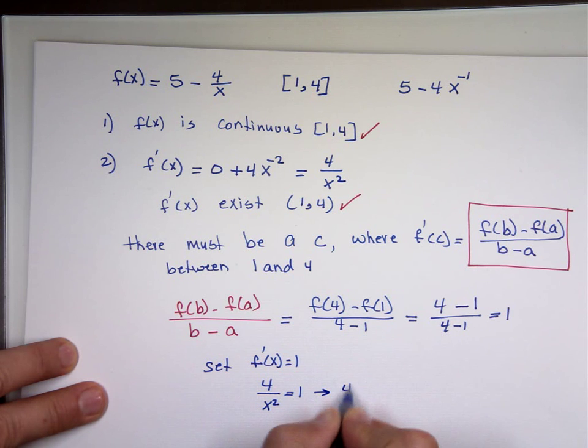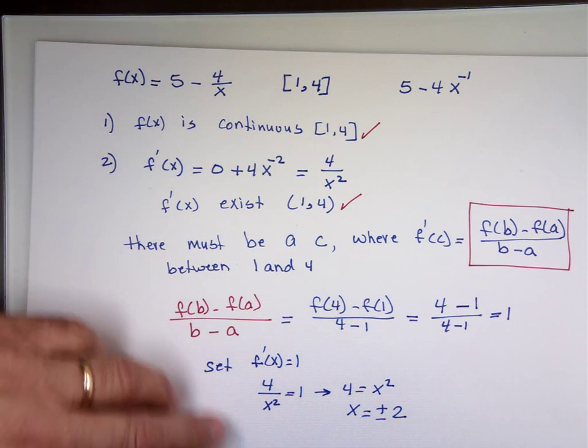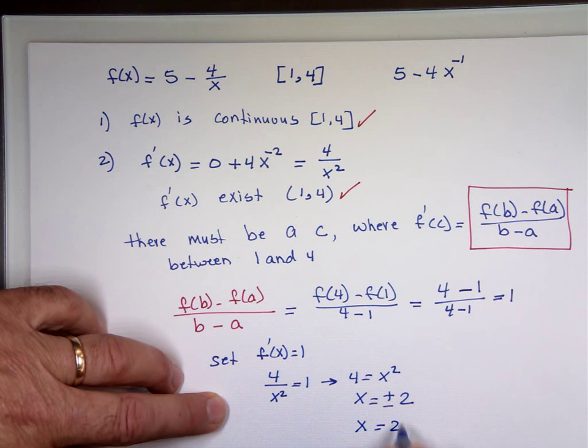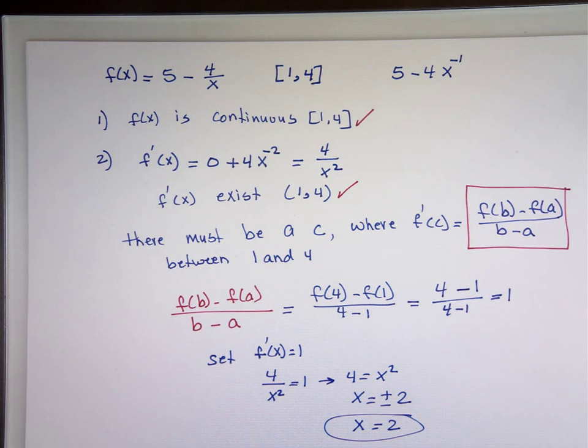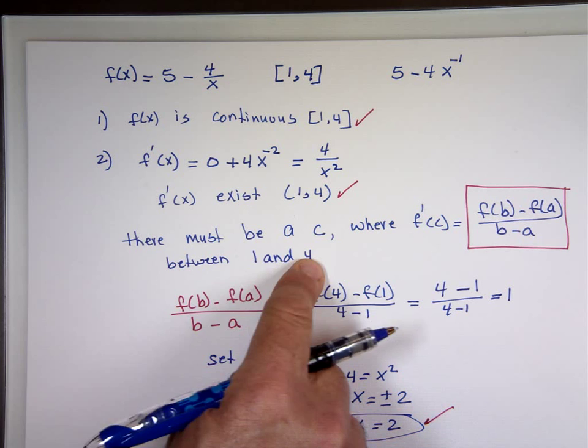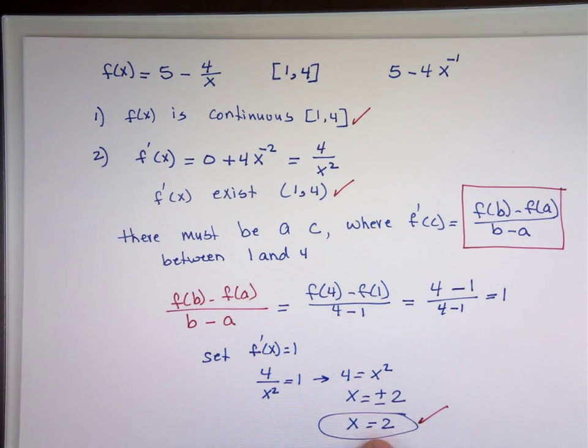4 equals x squared. X equals plus or minus 2. Since I'm only interested between the 1 and the 4, x will have to be 2. So there's a value between the 1 and the 4, which is the 2, where the derivative is equal to 1. And that does fit that criteria. So we just proved the mean value theorem. There has to be a value between 1 and 4 where the derivative is equal to 1. And the answer, yes, there is the 2 where the derivative is equal to 1. And that's between 1 and 4.